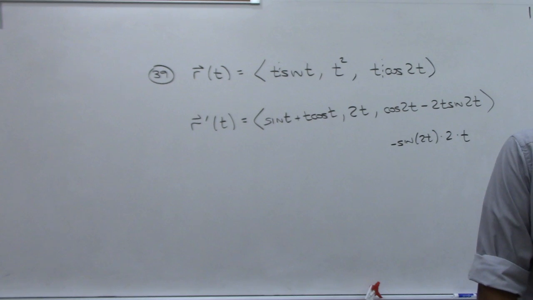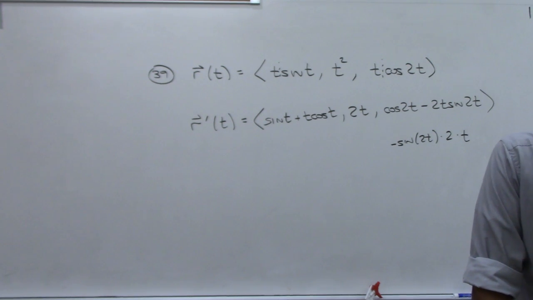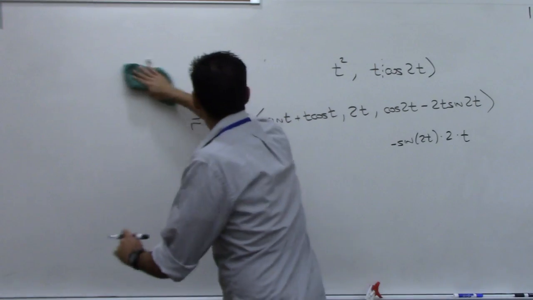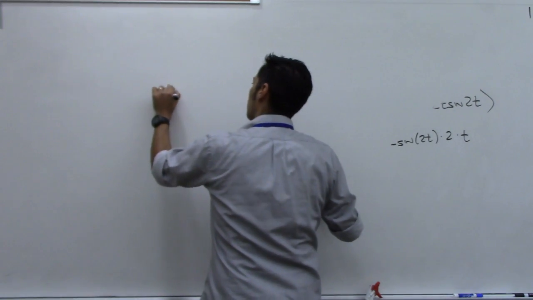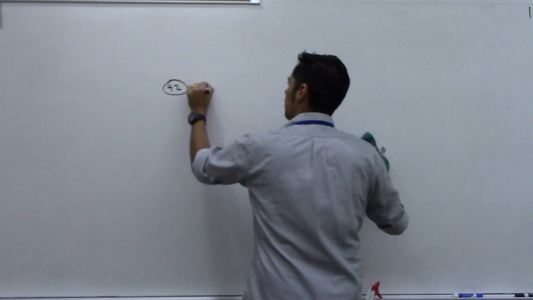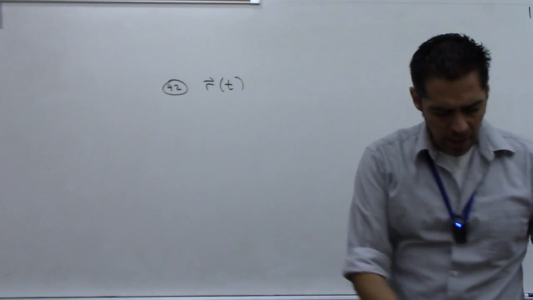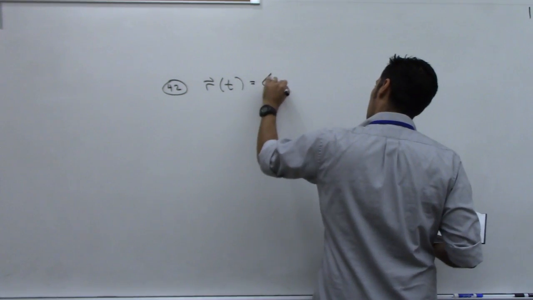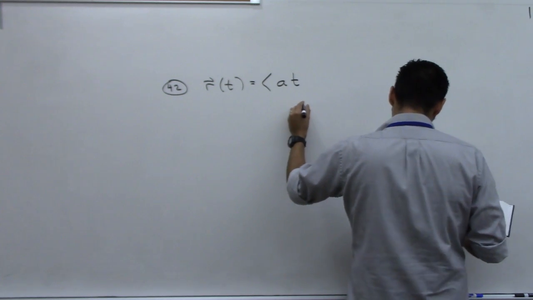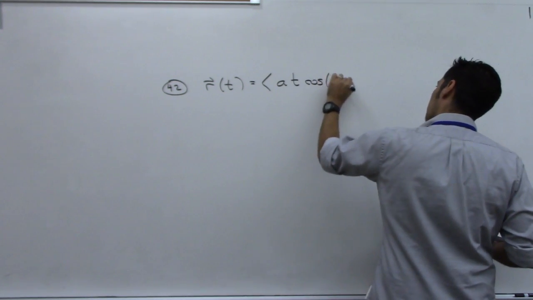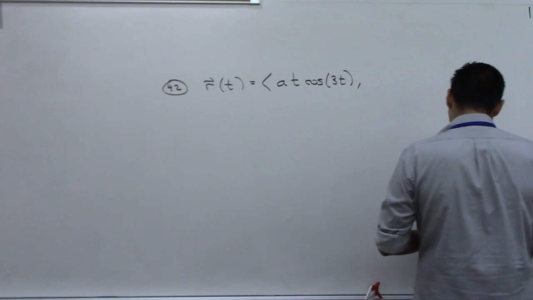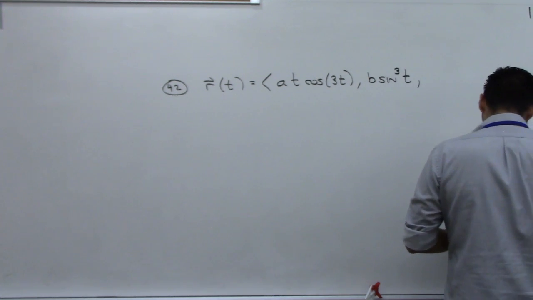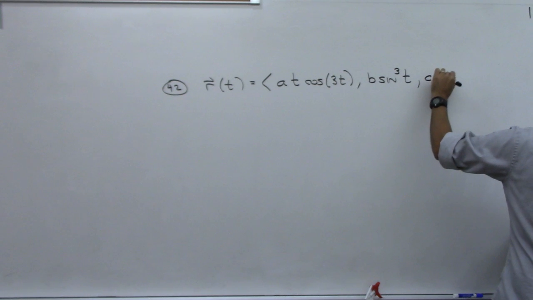40, 41, 42, I'll do 42, I guess. Vector function. Now they give you the IJK form, so I'm going to convert this. A t cosine 3t, b sine cube t, and finally c cosine cube t.